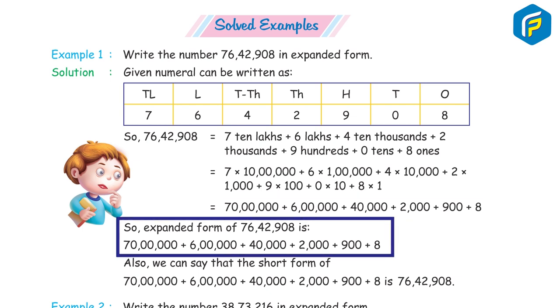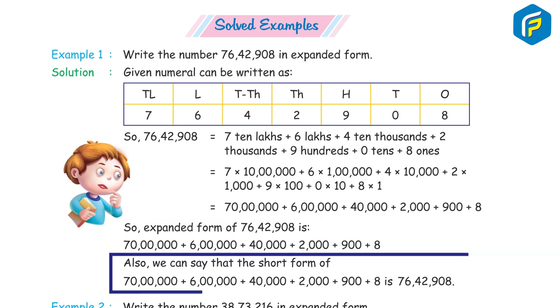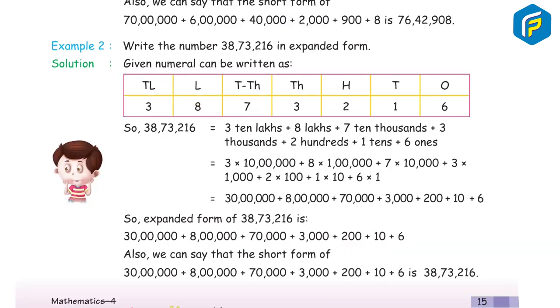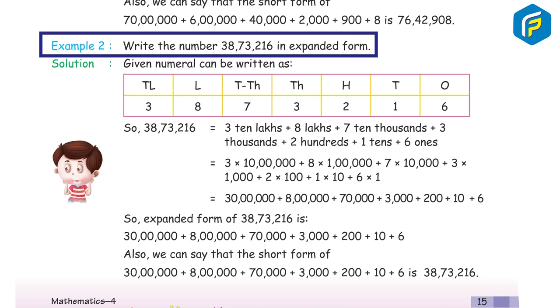So the expanded form of 76,42,908 is 70 lakh plus 6 lakh plus 40,000 plus 2000 plus 900 plus 8. Also, we can say that the short form of 70 lakh plus 6 lakh plus 40,000 plus 2000 plus 900 plus 8 is 76,42,908.